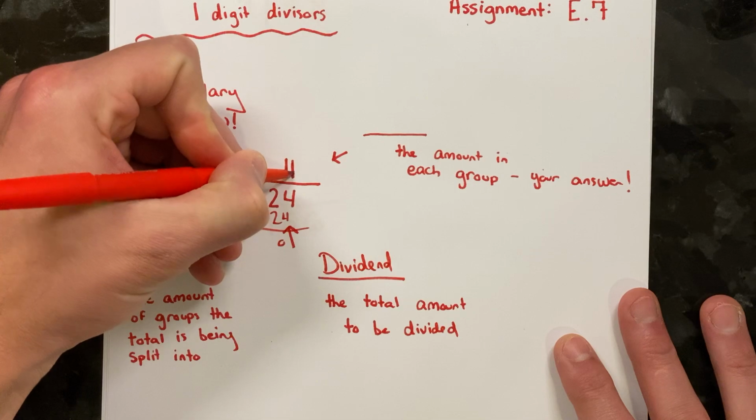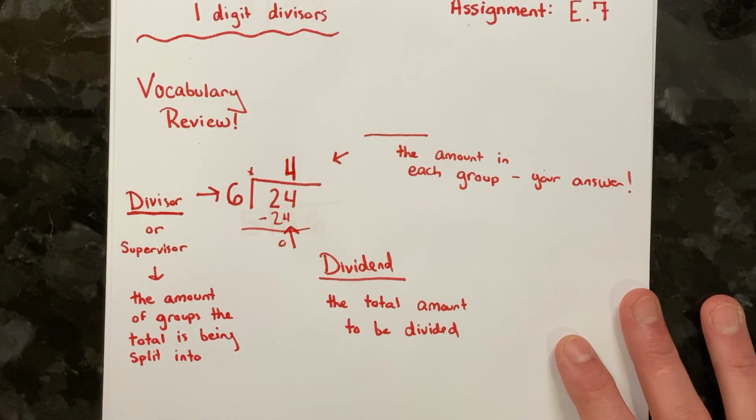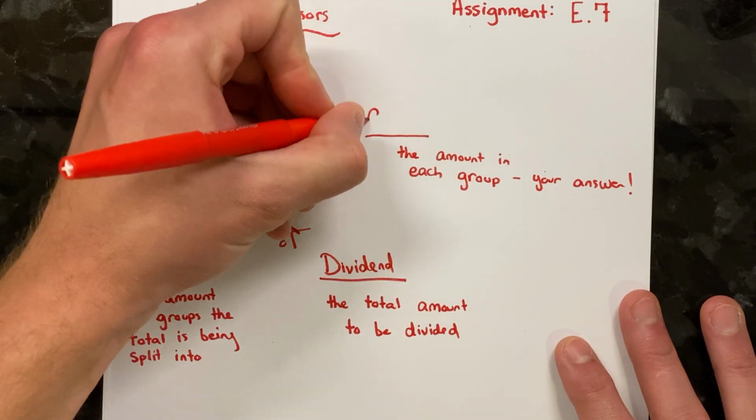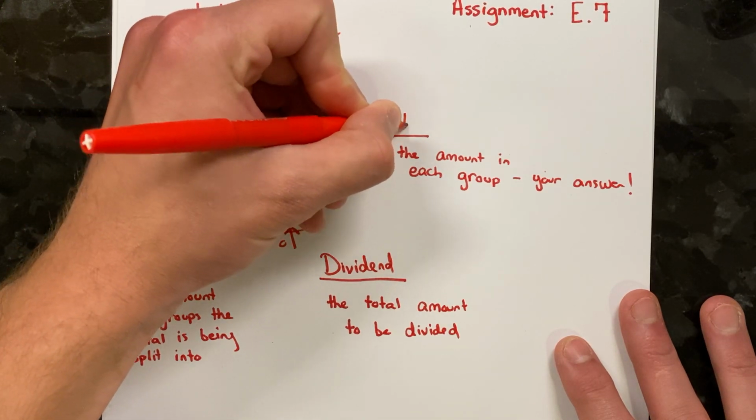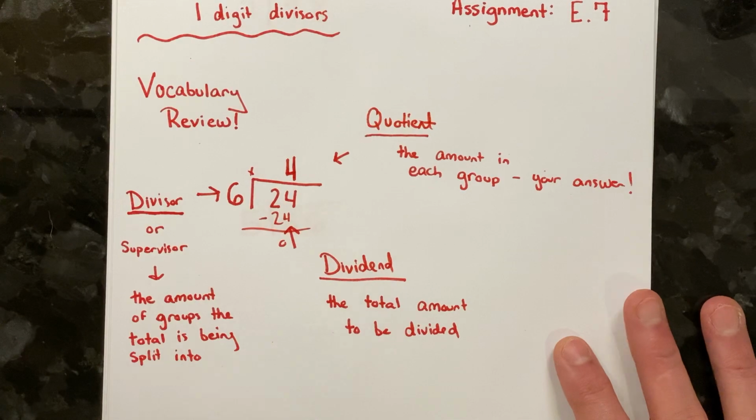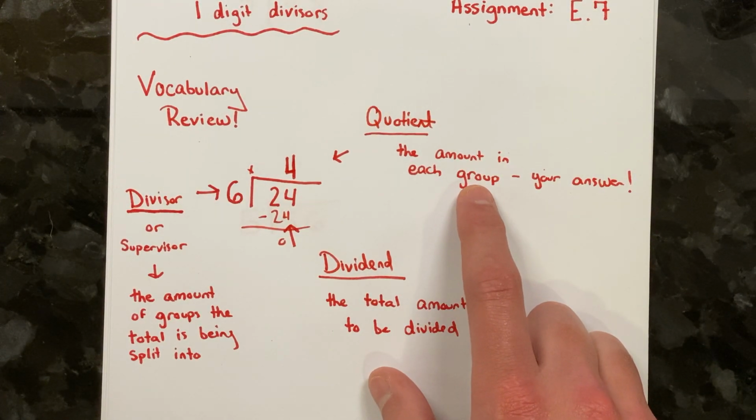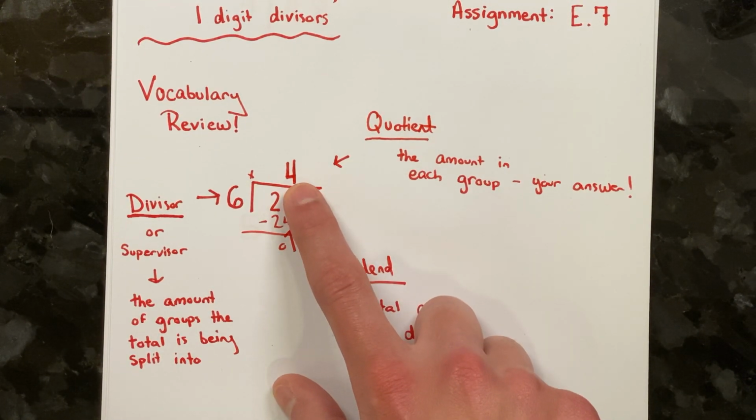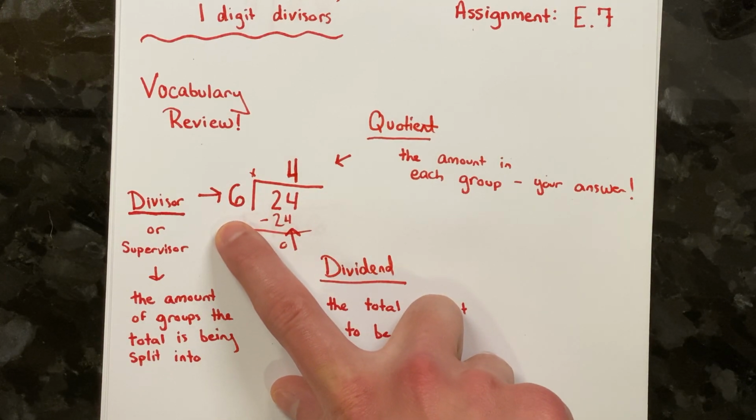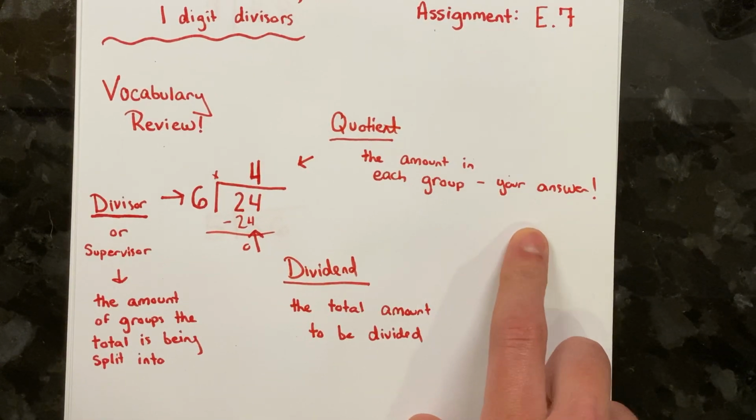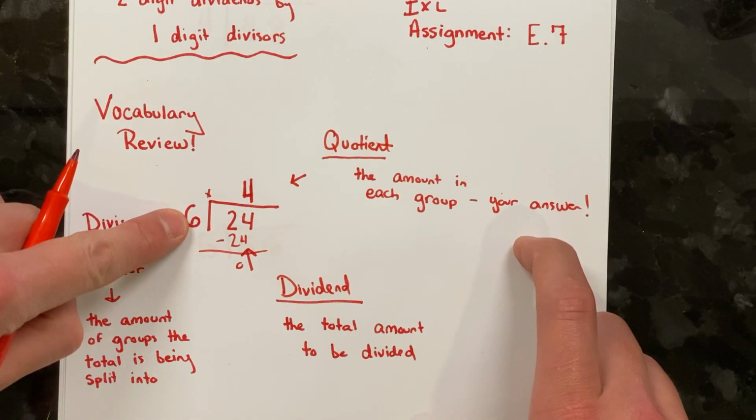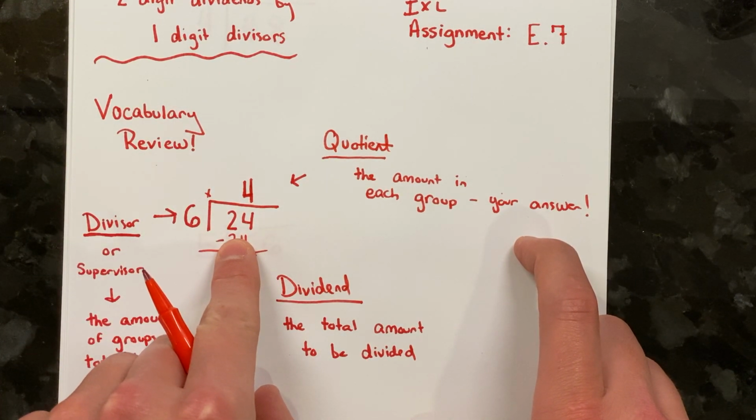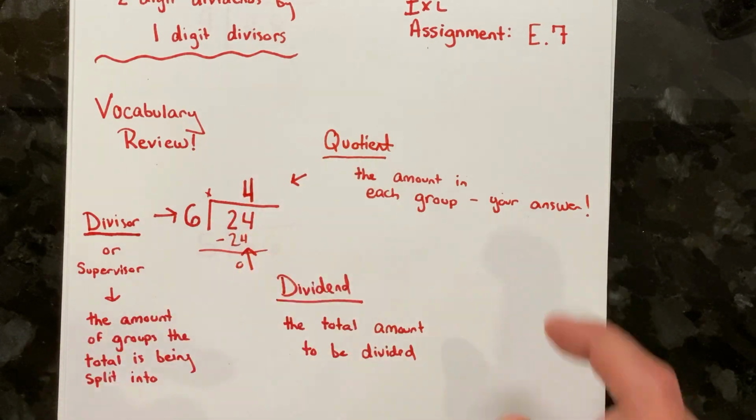This 4 up top, we know it to be my final answer. Its mathematical term is the quotient, Q-U-O-T-I-E-N-T, the quotient, and that's the amount in each group. So there's going to be 4 jelly beans in each of the 6 bags, okay? It's also simply your answer. Divisor, or the supervisor, dividend, answer, quotient, okay?